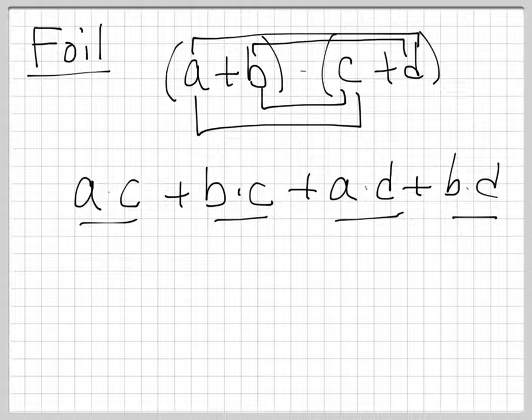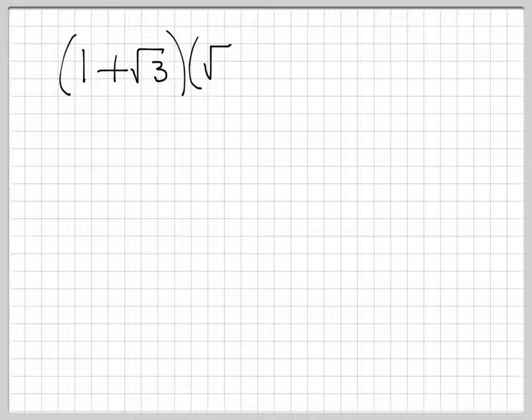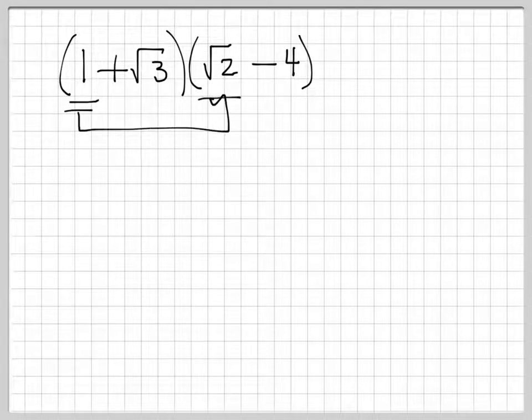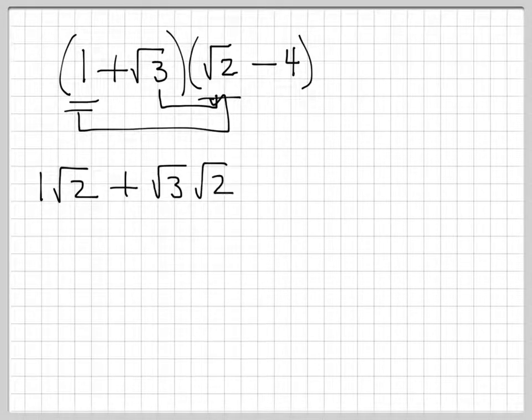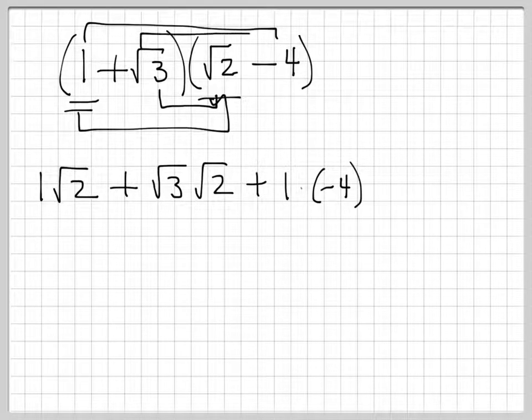And so let's try multiplying things that happen to have radicals. 1 plus radical 3 times radical 2 minus 4. So we have our 1 times radical 2, and so that's 1 radical 2 plus radical 3 radical 2 plus 1 times negative 4 plus radical 3 times negative 4.